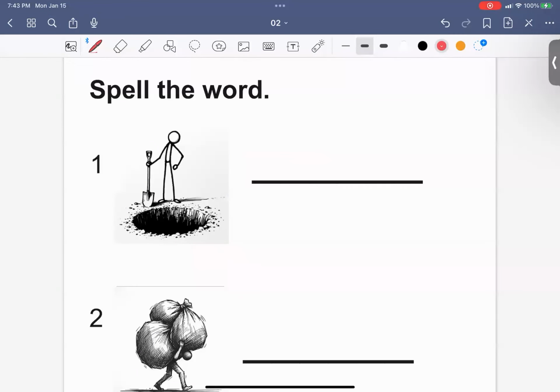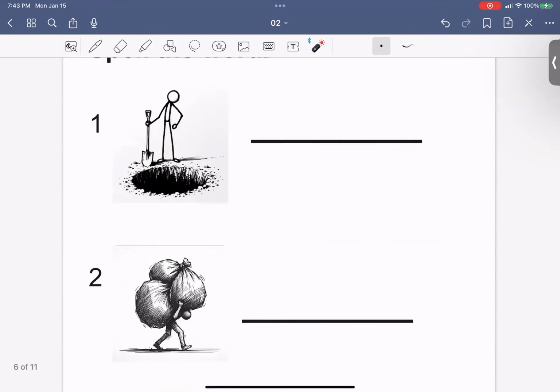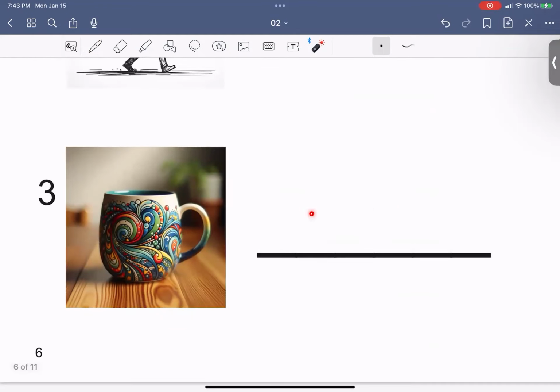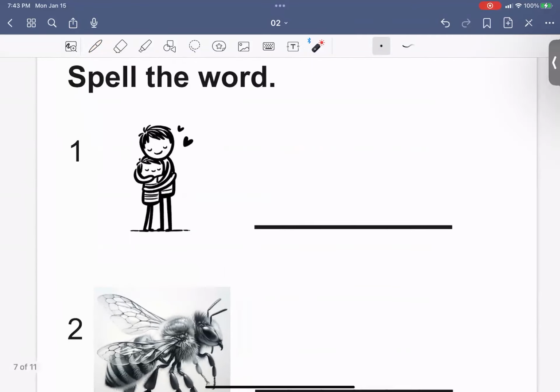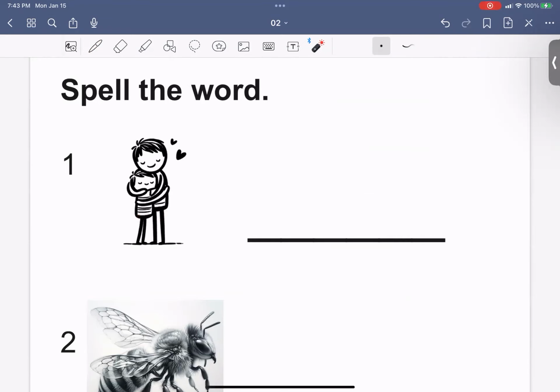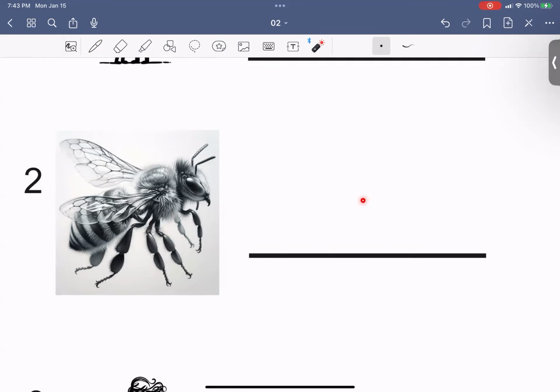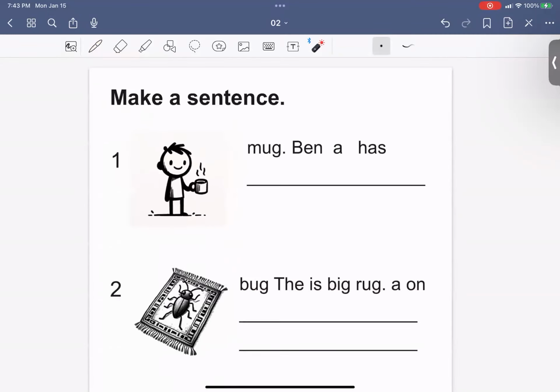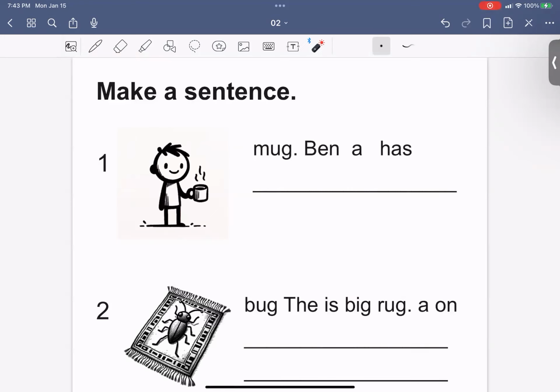Now it's your turn. Spell the word. Make a sentence. A sentence always starts with a capital letter and always ends in a period. Since a sentence always starts with a capital letter, the sentence is going to start with Ben. Ben has a mug.